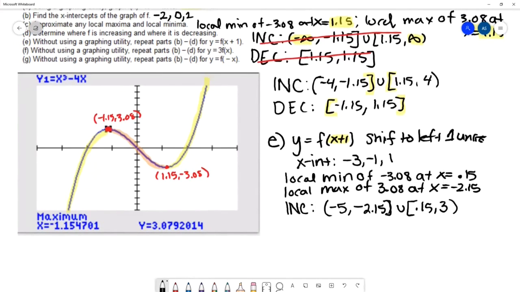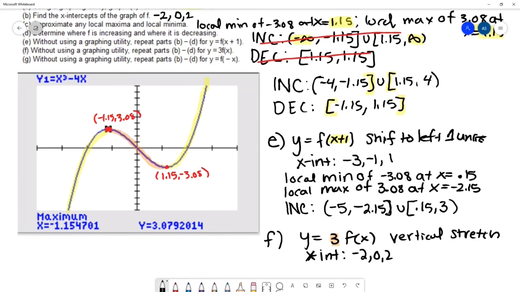So then we want to do this again, but for the function y equals 3 f of x. So multiplying by a 3 onto our f of x is a vertical stretch. So it is not going to affect our x-intercepts because the y-coordinate is a 0. So multiplying by 3 still keeps it 0. So we're going to have the same x-intercepts of -2, 0, and 2.